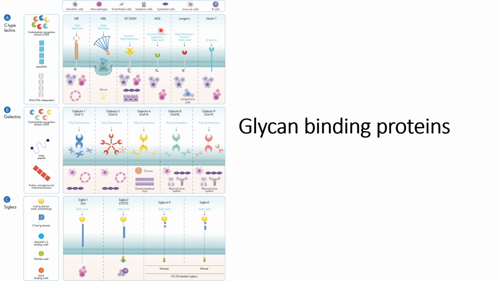MGL can detect terminal GalNAc and galactose or sialic acids. Any of these carbohydrate structures can be detected by MGL, whereas langerin, which is usually found on the common immune cells, can detect high mannose, fucose, and sialic acids. And the B cells have this lectin-1 lectin that can detect beta glucan. This is how the different kinds of C-type lectins are observed on different kinds of cells, and what their specificities are.